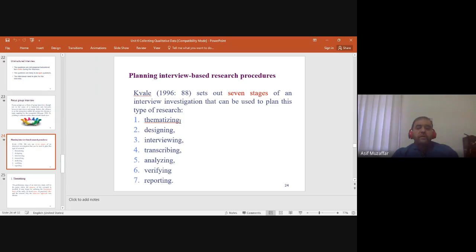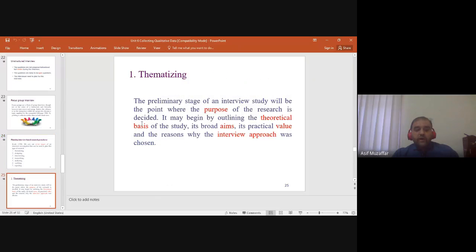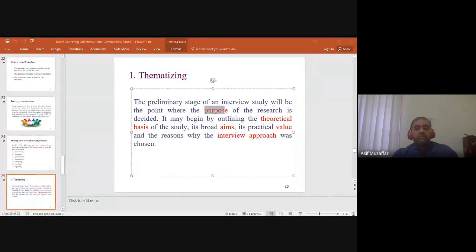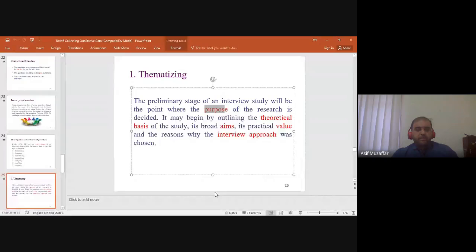Okay. I use the word theme. This is thematizing, which means to define the purpose of your research. Define the research theme. Theme means the purpose or objective of your research. So in qualitative research, you will call it a research theme or the process of thematizing. So this is the same as the research purpose.